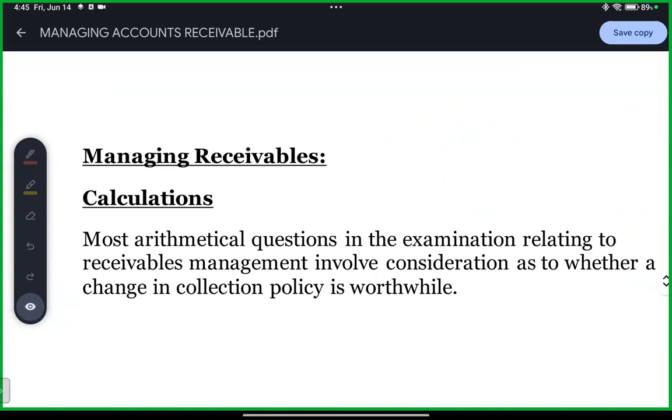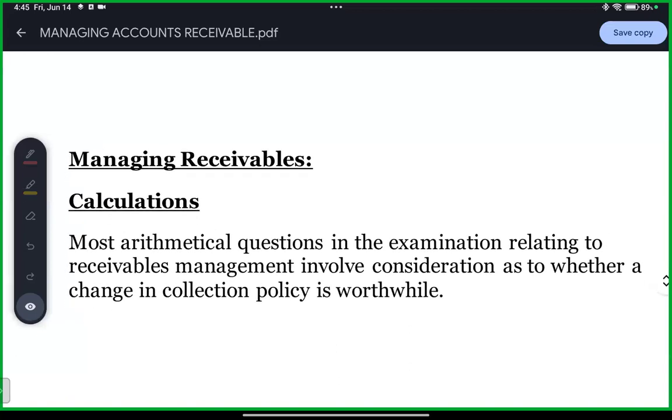Now, I just also want to include a calculation bit here as well. So the calculation part of managing receivables, there are plenty of calculations involved here. I'm just going to look at one aspect, which is early settlement discount. Most questions in the examination relating to receivable management involve consideration as to whether a change in collection policy is worthwhile.